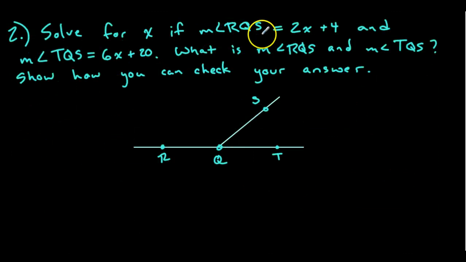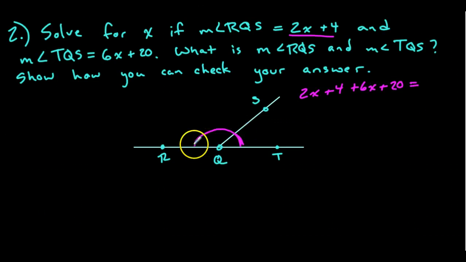All right, solve for x. If the measure of RQS is 2x plus 4 and TQS is 6x plus 20, what is RQS? What is TQS? Show how you can check your work. All right, this idea of straight angles, you guys, this is going to be a huge one. Anytime you can make a straight line, like we just did, you always have to think 180. Okay, so we've got RQS, which is 2x plus 4, and we've got SQT, that other section, which is 6x plus 20. Anytime we have a straight angle, we can always add those angles up, and they must equal, straight angles, 180 degrees.